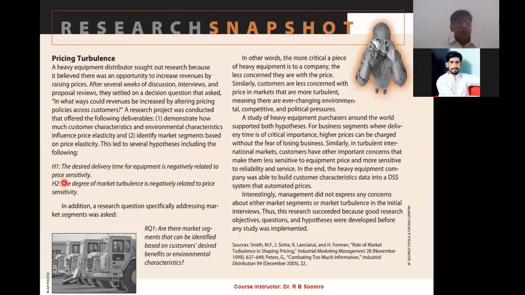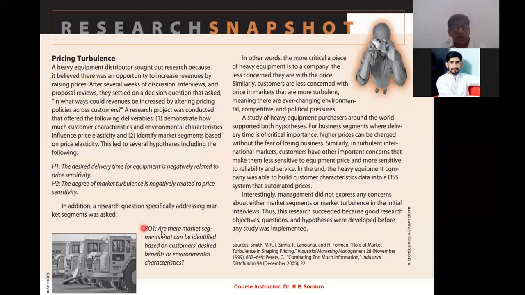For example, the desired delivery time for equipment is negatively related to price sensitivity. Another is that the degree of market prevalence is negatively related to price sensitivity. Okay, these are the hypotheses. Now see the relationship between the hypotheses and the problem which the company is facing. So there is a high relevancy between hypotheses 1 and 2 and the price turbulence.